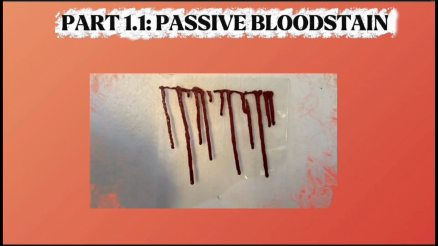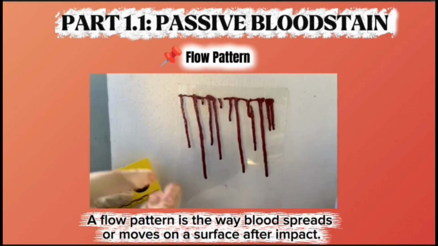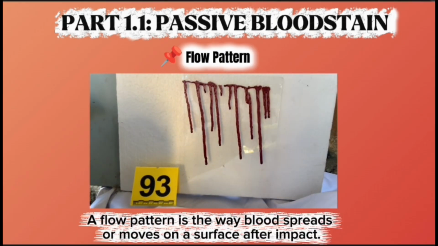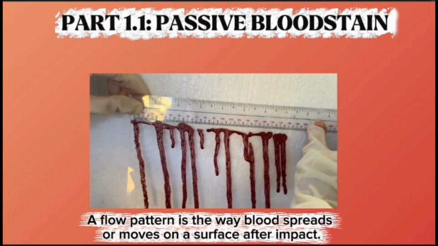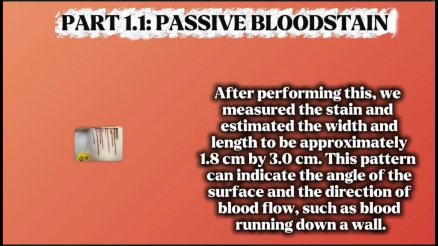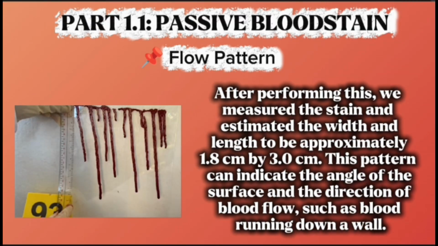Flow pattern. A flow pattern is the way blood spreads or moves on a surface after impact. After performing this, we measured the stain and estimated the width and length to be approximately 1.8 cm by 3.0 cm. This pattern can indicate the angle of the surface and the direction of the blood flow, such as blood running down a wall.